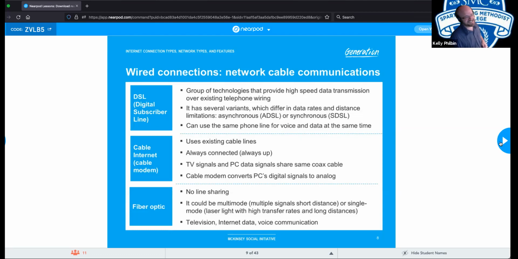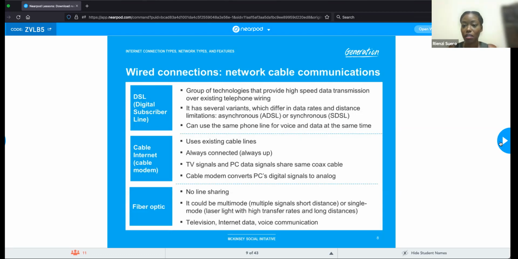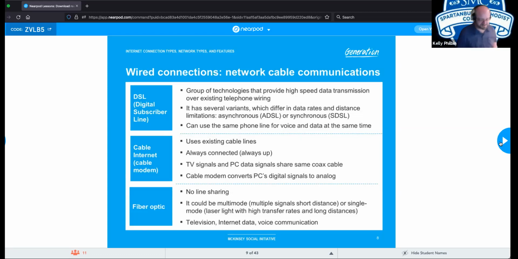Yes, Ramsey. I wanted to know, is Fios a fiber optic type of technology? Like, is that what they're trying to do, with Fios use fiber optic cables to connect people? Okay, I'm sorry, I missed the question. One more time. I said, when they're connecting Fios, is that fiber optic cables that they're actually providing to people to connect them to the internet?